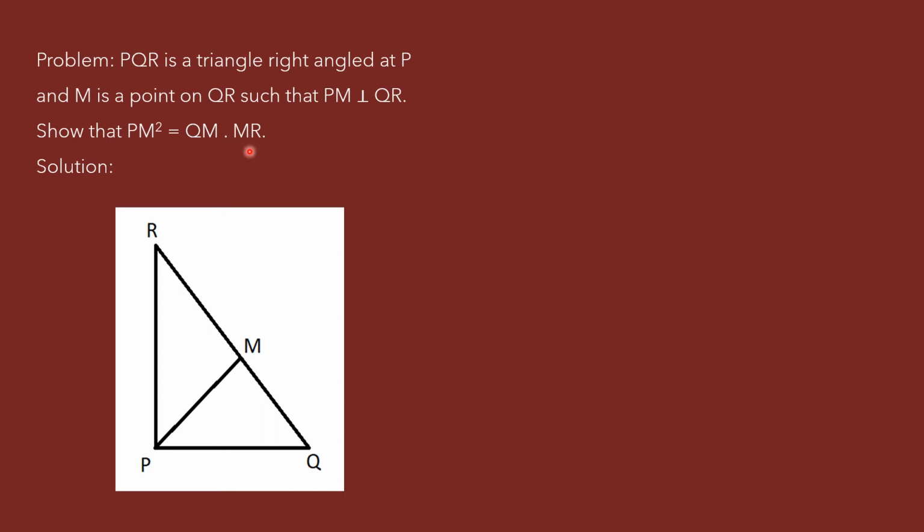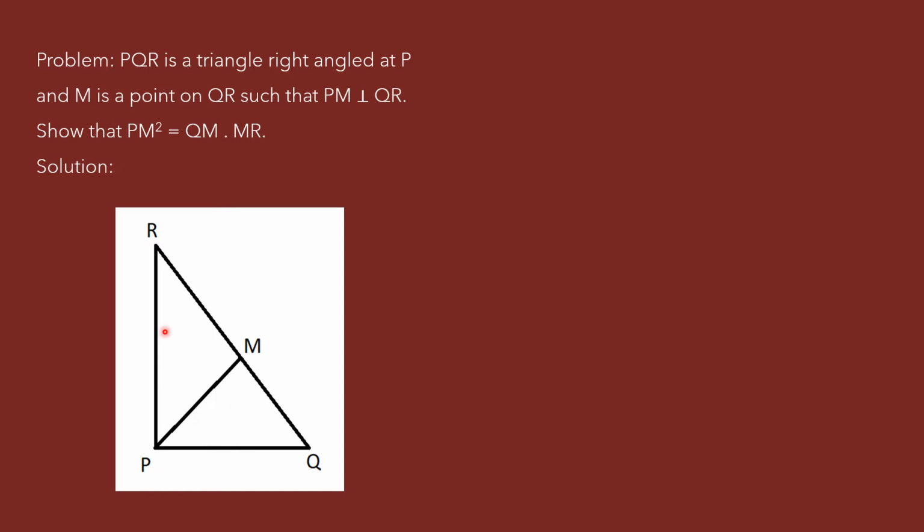As we discussed in the last class, if all squares are there in the problem, there is a need of using Pythagoras theorem. If it is a combination of squares and other terms which are not squares, then that type of problem can be solved by using the first result. Here I have a square on one side, and on the other side I don't have any squares. This problem can be solved by using that result. PM square is equal to QM into MR. Now I should take two triangles which include PM.